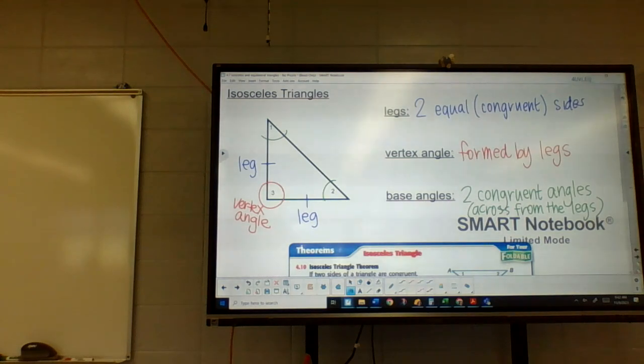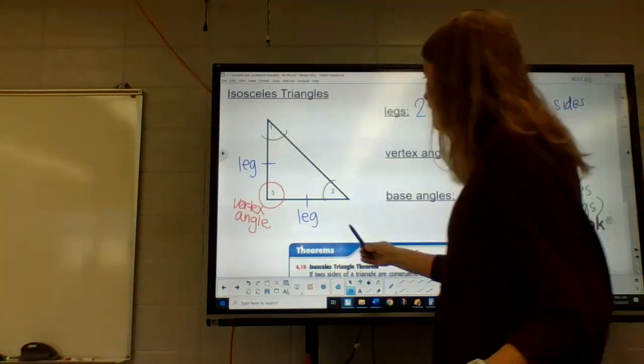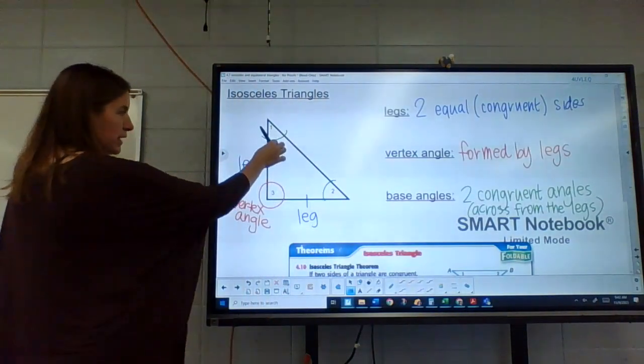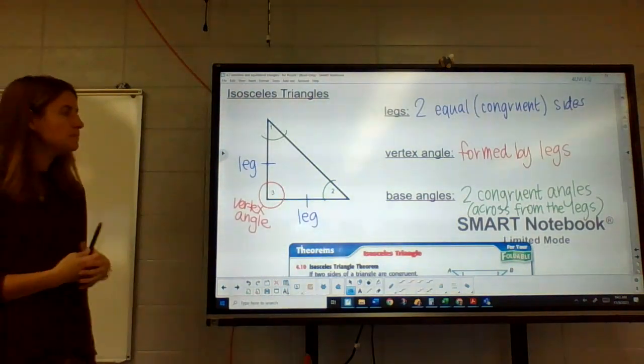So the base angles don't have to be on the bottom. The ones I drew at the top of the page were at the bottom, so when Griffin said they were on the bottom, it made sense. But here, the base angles are not. They're the two congruent angles, and they're always across from the legs that are equal. So I always say that leg is almost like it's pointing to that other angle.